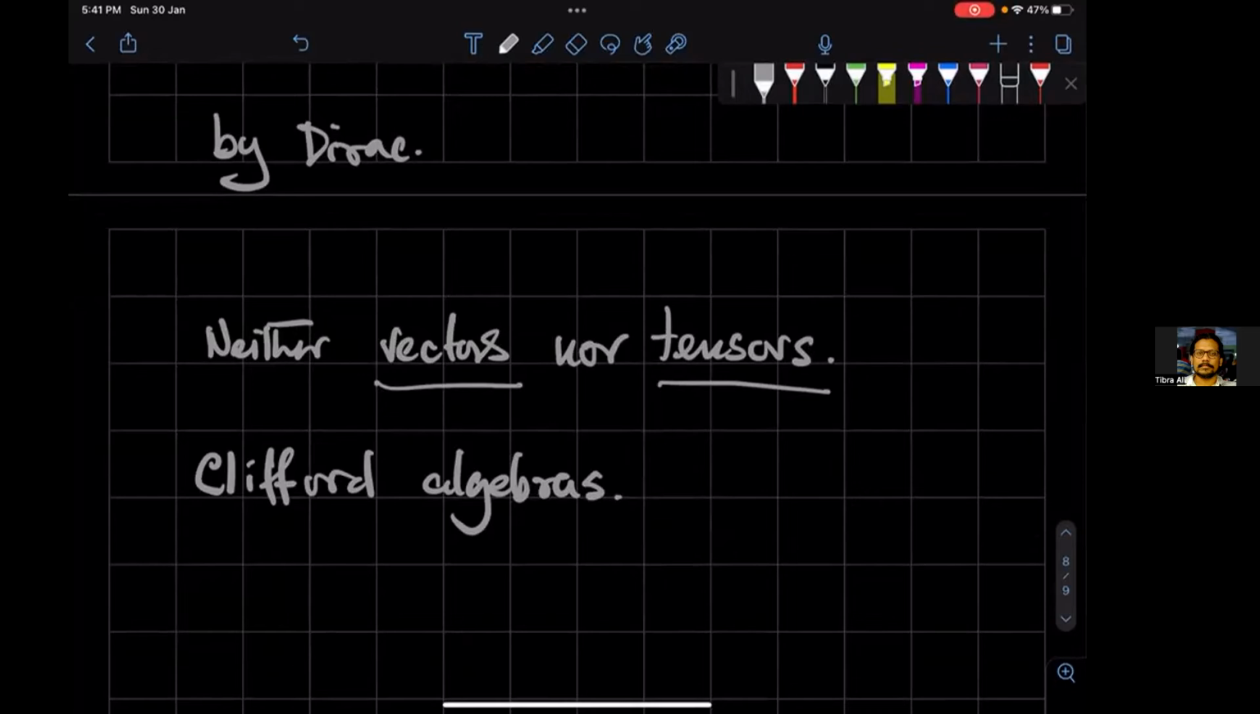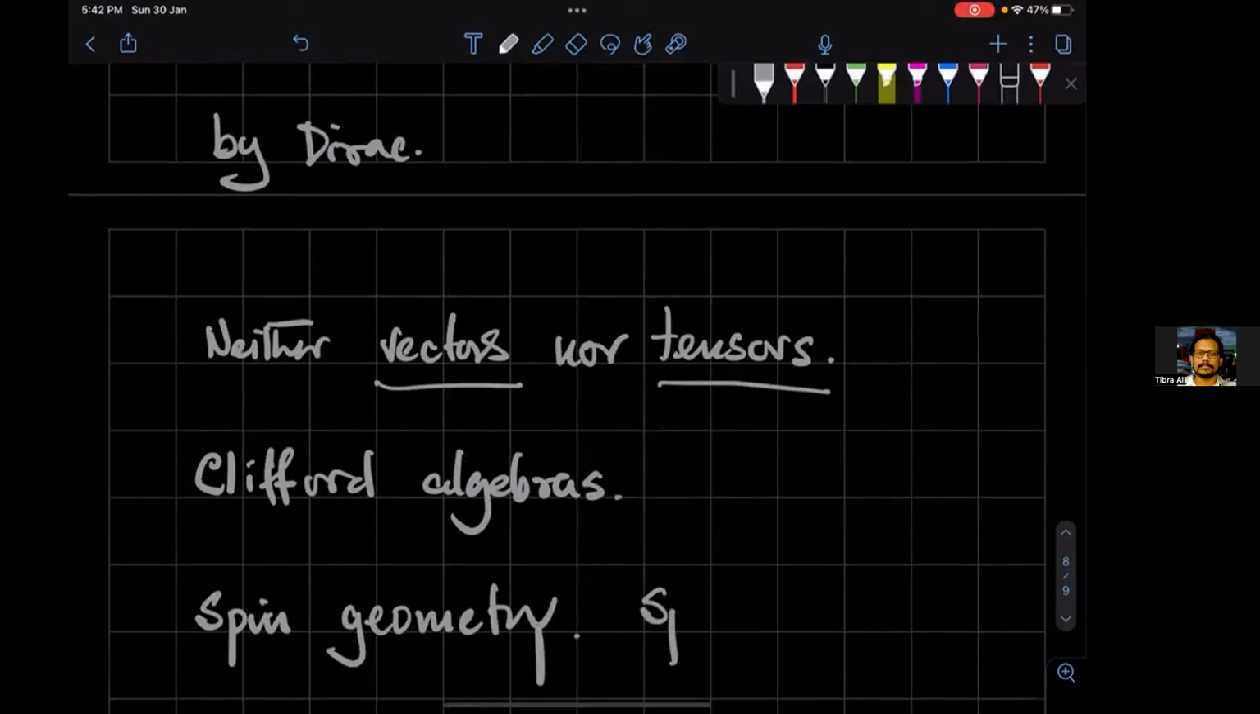But with the advent of spinors, one got a new kind of geometry called spin geometry. And then also spin groups.